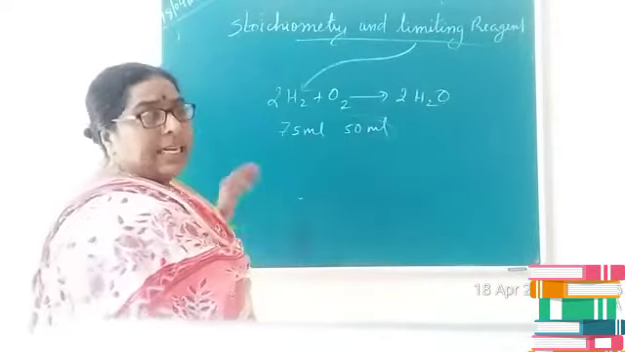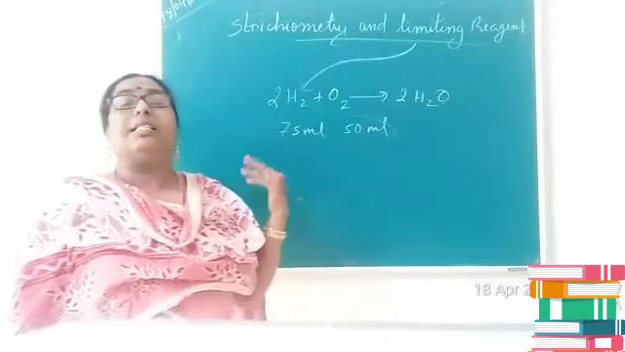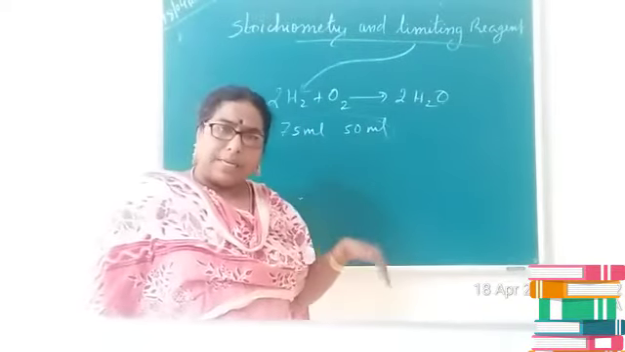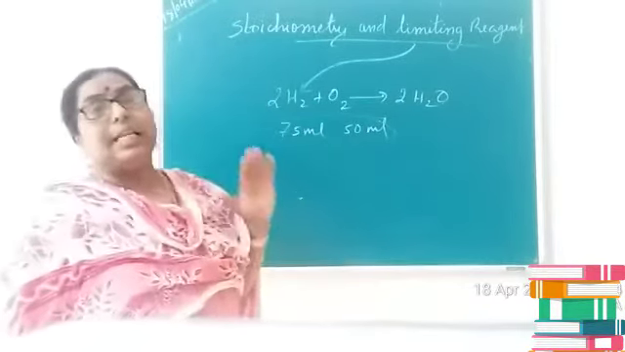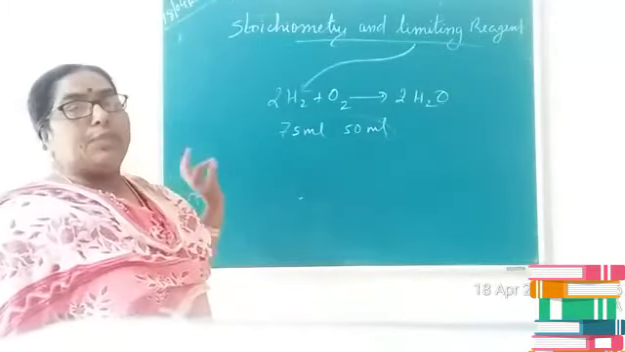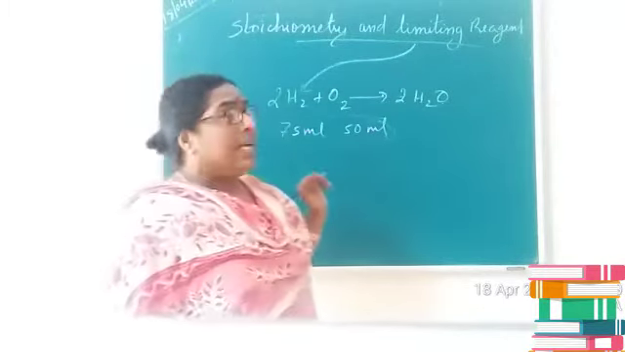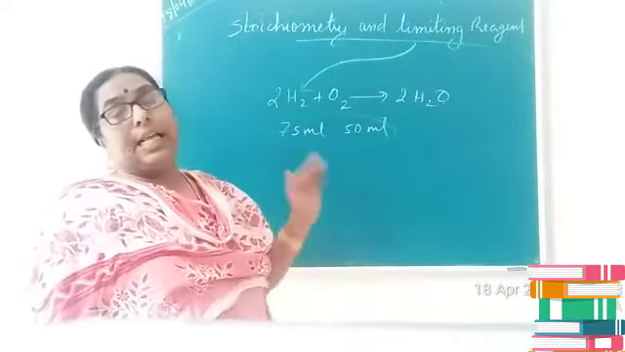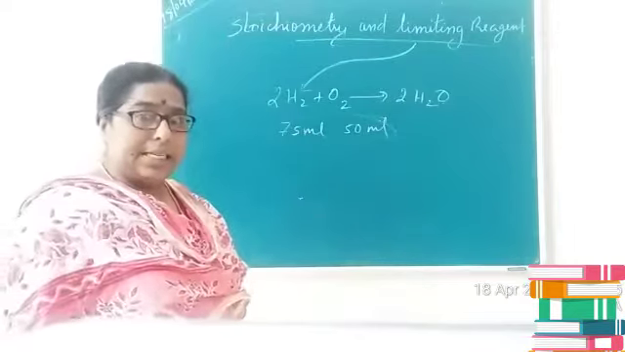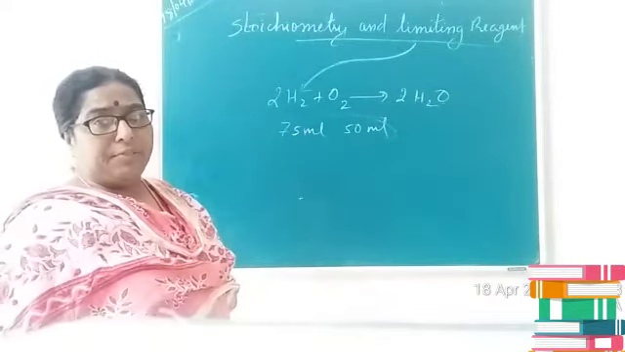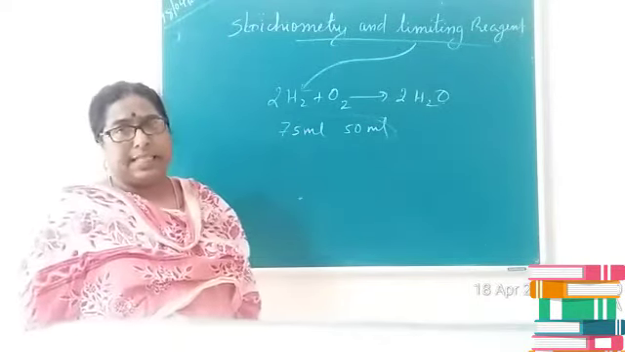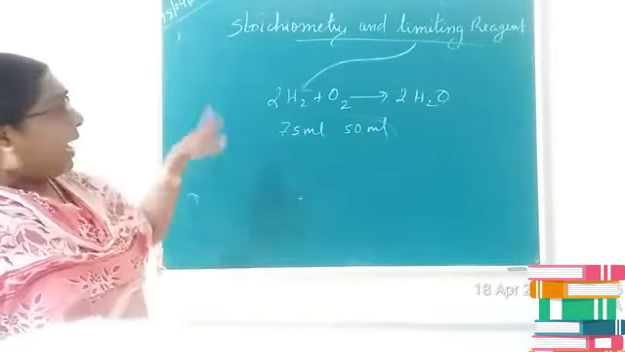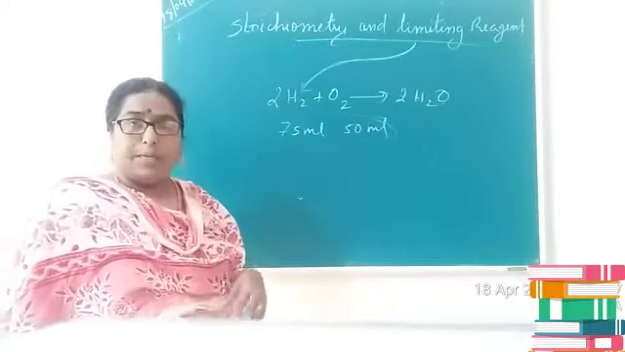Is it clear, children? The reagent which is completely consumed in the reaction, as a result of whose limitation the reaction stops, and which is present in small quantity, is termed the limiting reagent, and the other reagent which is present in excess is termed the excess reagent. What is the difference between limiting reagent and excess reagent? The questions are given in NCERT, so please solve them. There are questions related to stoichiometry also.